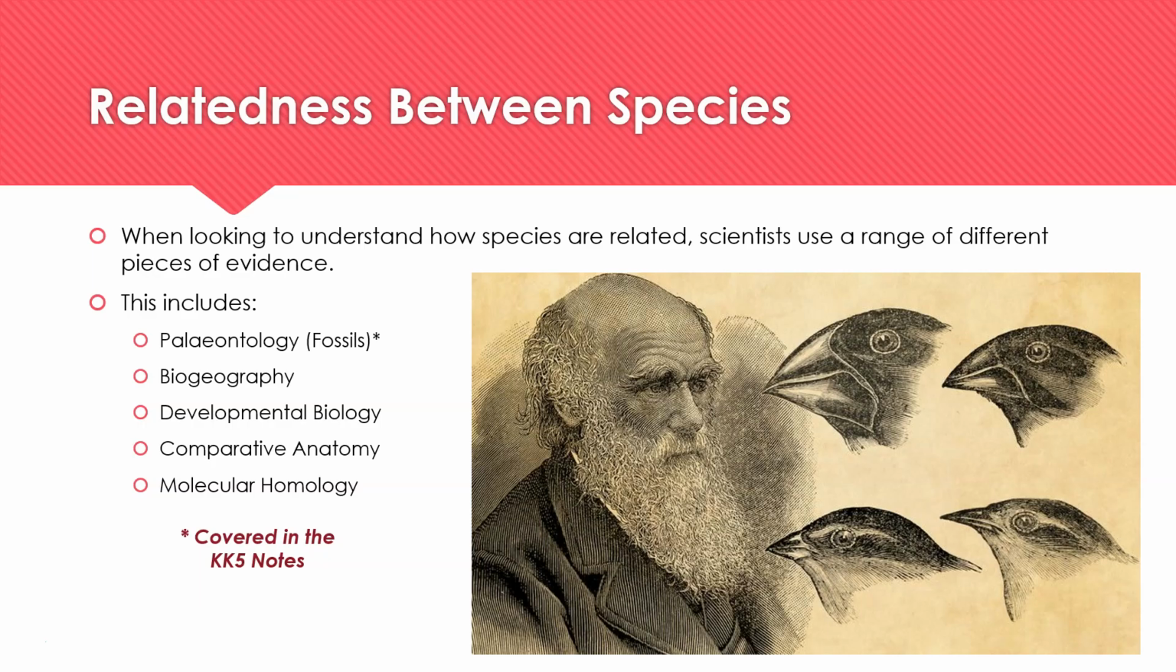So when we talk about relatedness between species, we're looking at all the different species that exist in the world and trying to understand how they're connected. And there's a range of different pieces of evidence that scientists will turn to help them work this out. We've already looked at the first one, their paleontology, in the KK5 notes, and that's specifically around fossils. And we can also look at biogeography, developmental biology, comparative anatomy, and molecular homology. And all of these feed into our understanding of the relatedness between species.